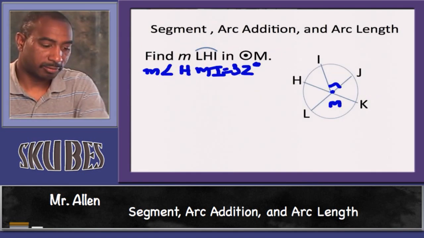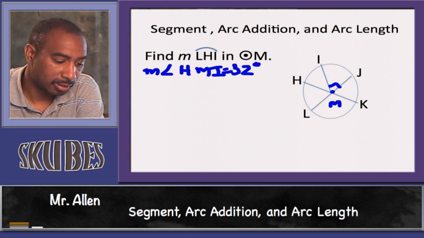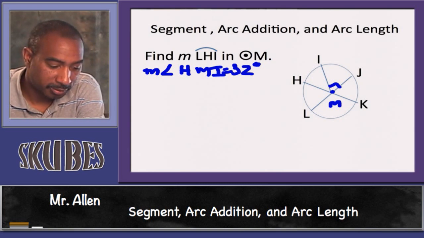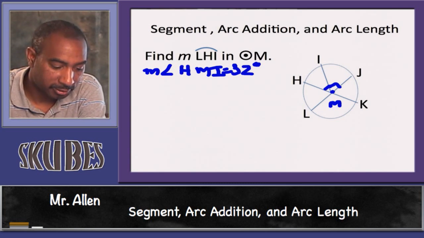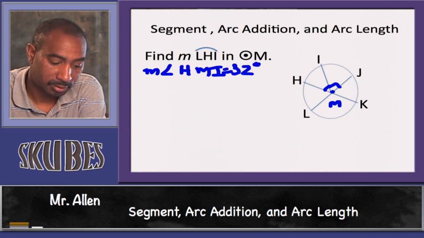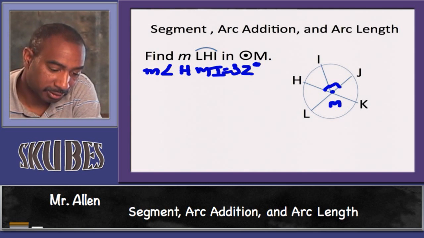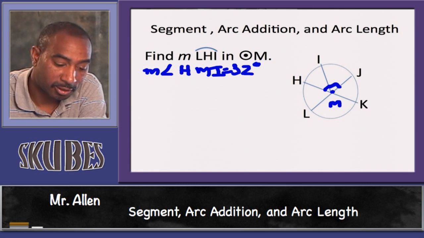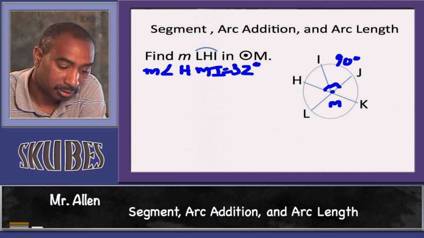All right, in this case, we're going to find the measurement of arc LHI in circle M. And we're given that the measurement of angle HMI, this angle here, is 32 degrees. And we're given that this angle here, IMJ, is 90 degrees. And from a previous lesson, we know that since these are central angles, the arc has to be the same measure. So we know that this is 90 degrees, and this arc here has to be 32 degrees.